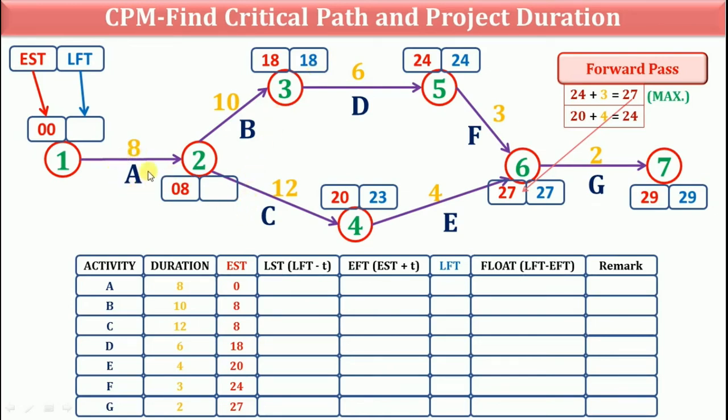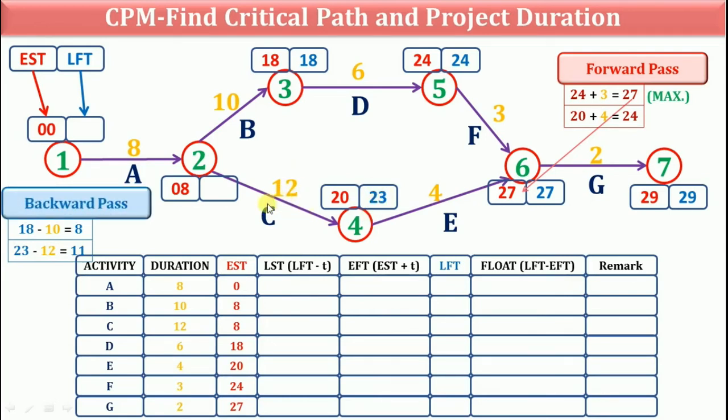Now latest finish time of activity A, 18 minus 10 is equal to 8, and 23 minus 12 is equal to 11. So here we have to take backward pass, and this time we will take the minimum value, that is 8, and at the start event we'll write 0. Now write down all the latest finish time values in the table.